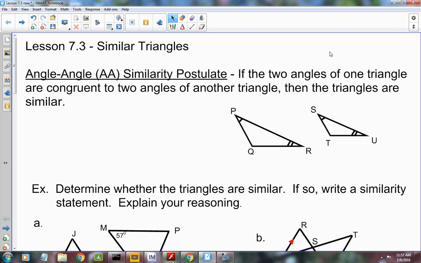But just like when we talked about congruent triangles, there were shortcuts of ways to prove that they were congruent. There's also shortcuts in ways to prove triangles similar. And we're going to talk about 3 of those today.